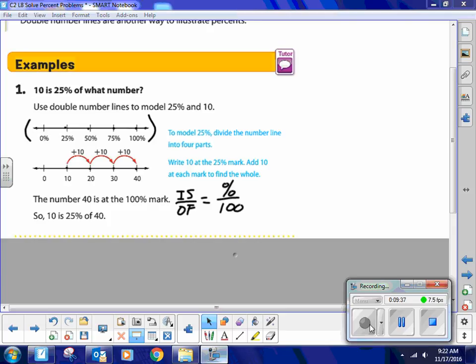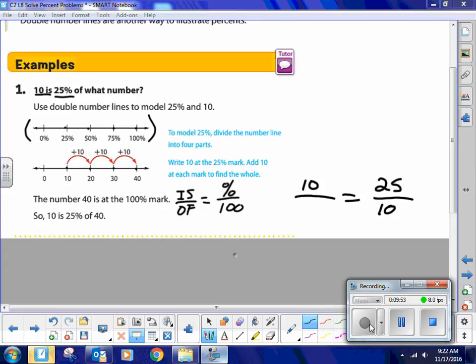Okay, sorry about that. So you have is over of equals percent over 100. We know the is, 10 is, so you fill in the is as 10. We know 25%, so we put 25, and we know the 100. The only thing we don't know is the of. Now, the way to solve this is you cross multiply. You cross this way and you cross this way.